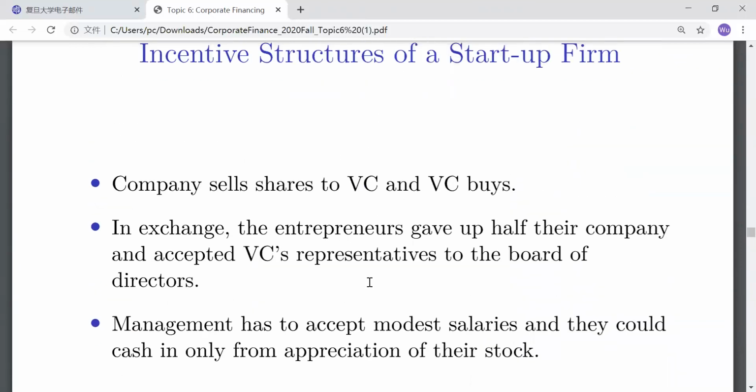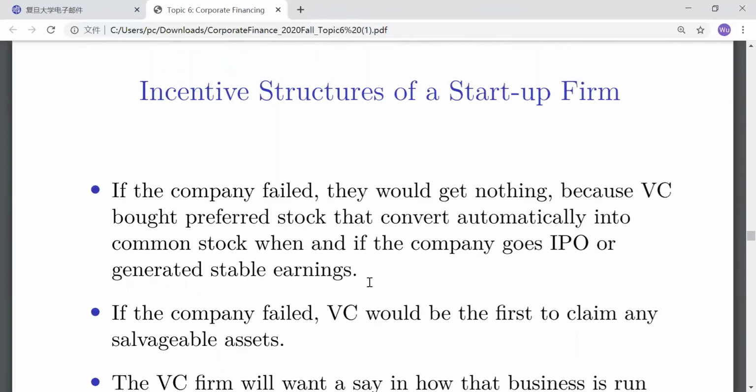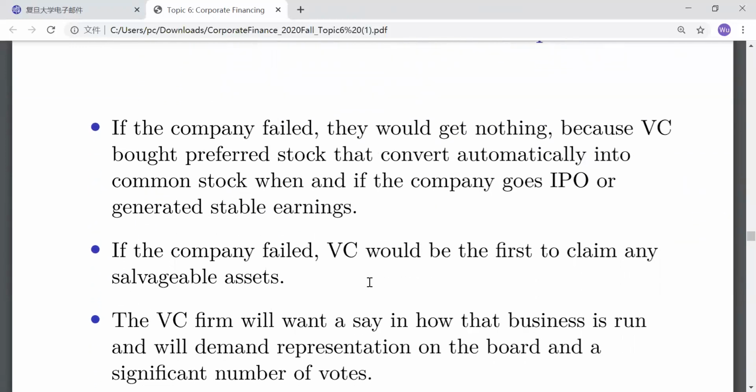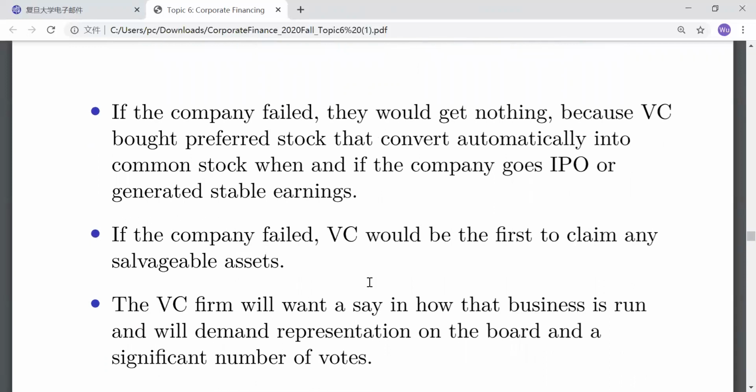So the incentive structure of a startup firm is very different from a typical private company or public company. Basically, the startup sells the shares to the VC and the VC buys the shares, right? And in exchange, the entrepreneur gave up half of the company and accepted VC representatives on the board. And then management has to accept a modest salary, and they could cash in only from appreciation of the stock. This is to incentivize the manager of the startup to make sure their company delivers value as soon as possible.